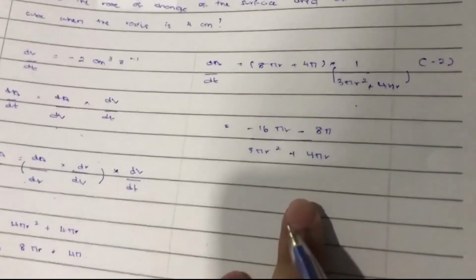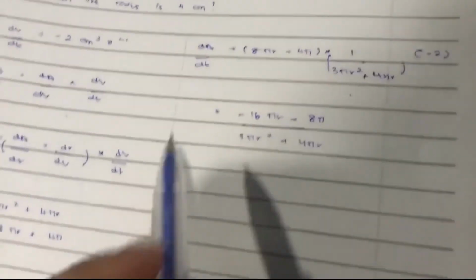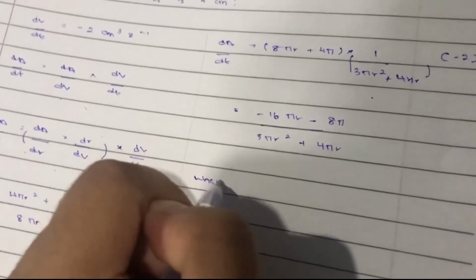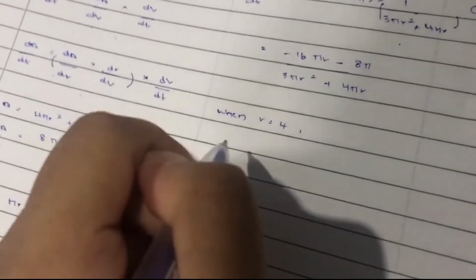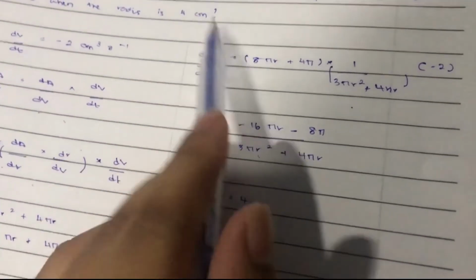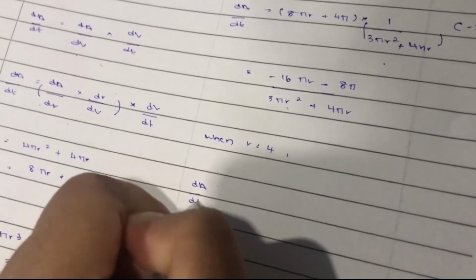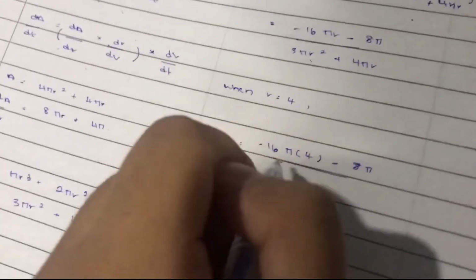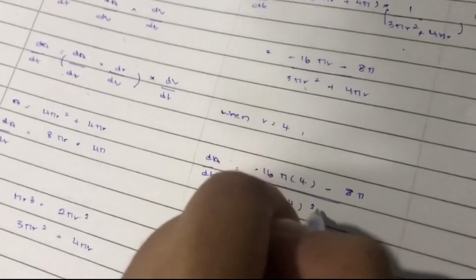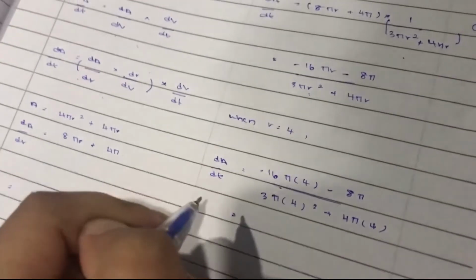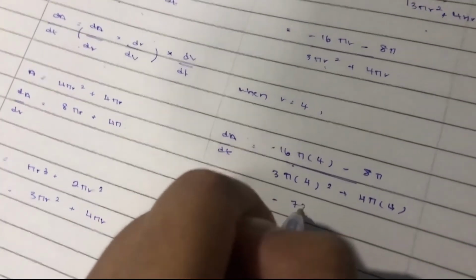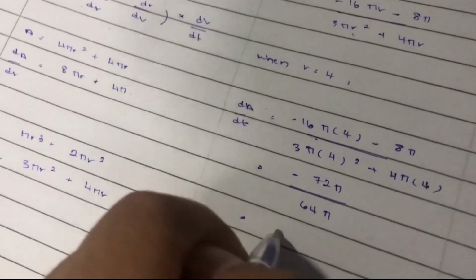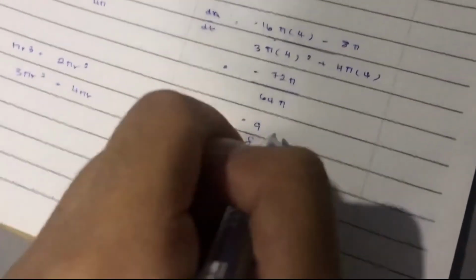So this is the answer for dA over dt, but this is not the last because they want it when the radius is 4. So just replace the r with 4. So dA over dt equals negative 16 pi times 4 minus 8 pi, over 3 pi times 4 squared plus 4 pi times 4. So we will get negative 72 pi over 64 pi. So the last answer will be negative 9 over 8, negative 9 over 8 centimeters squared per second.